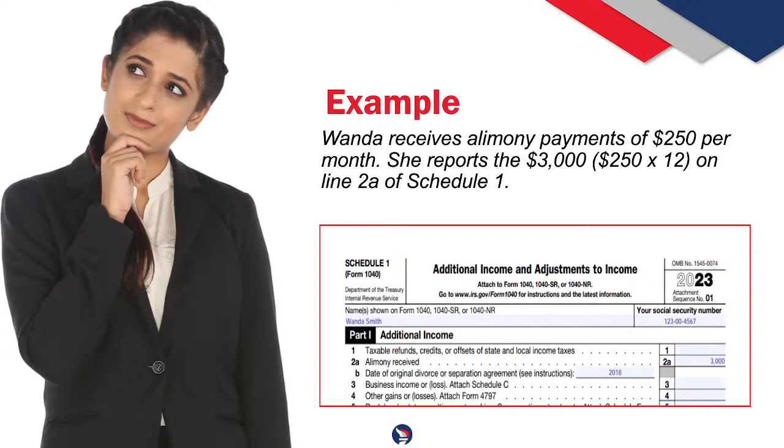Her ex-husband is reporting this $3,000 further down on his Schedule 1. There's a line for alimony paid. He's going to write down $3,000, and he's going to write down the Social Security number of the person he paid it to, so that way the IRS can track it down and make sure that she reported it as income.